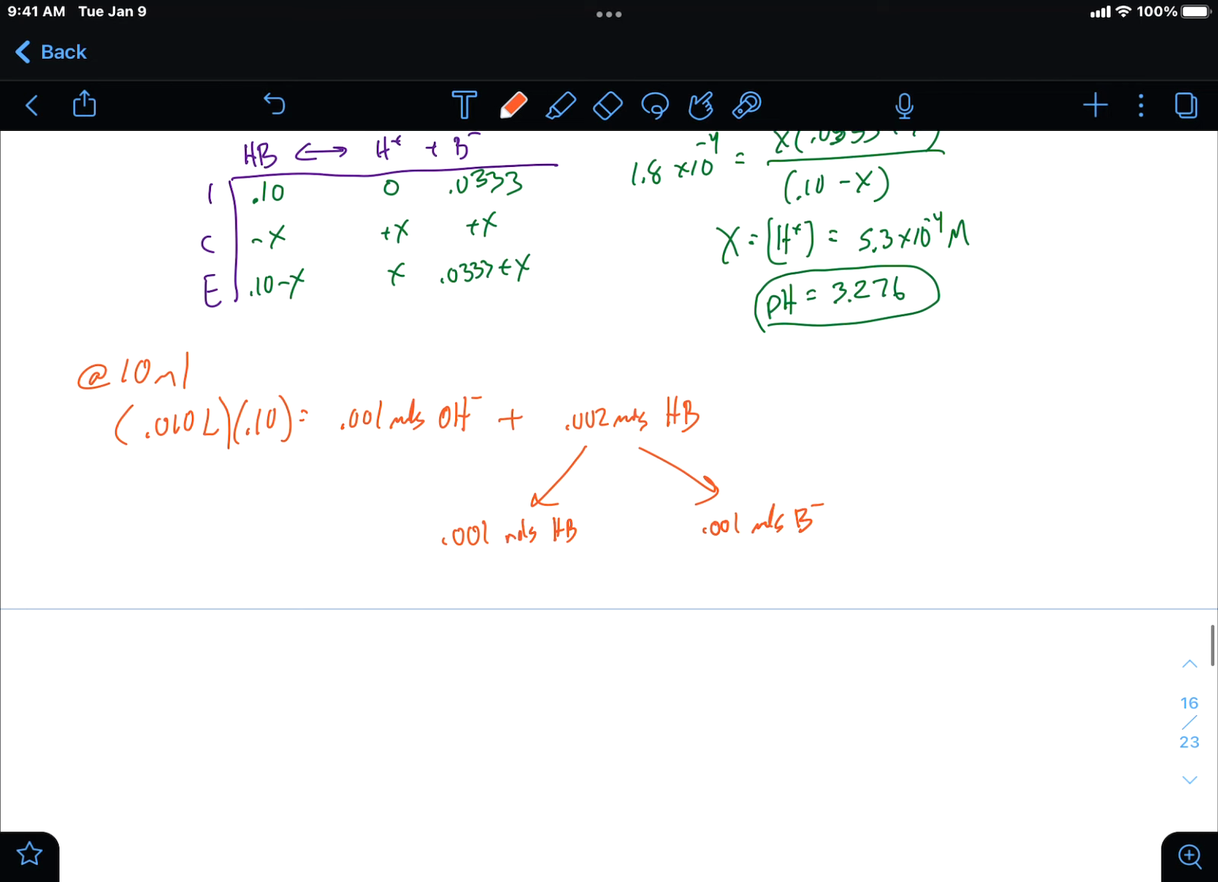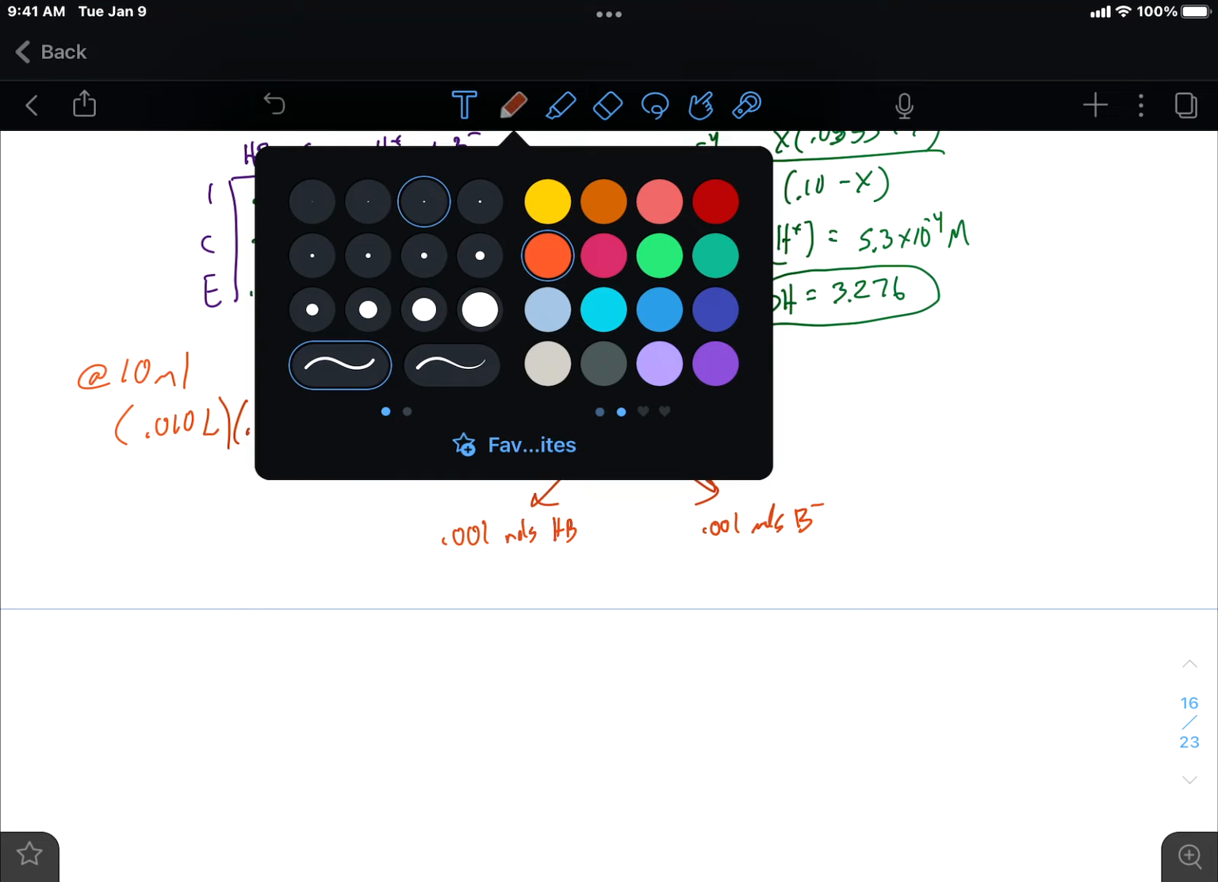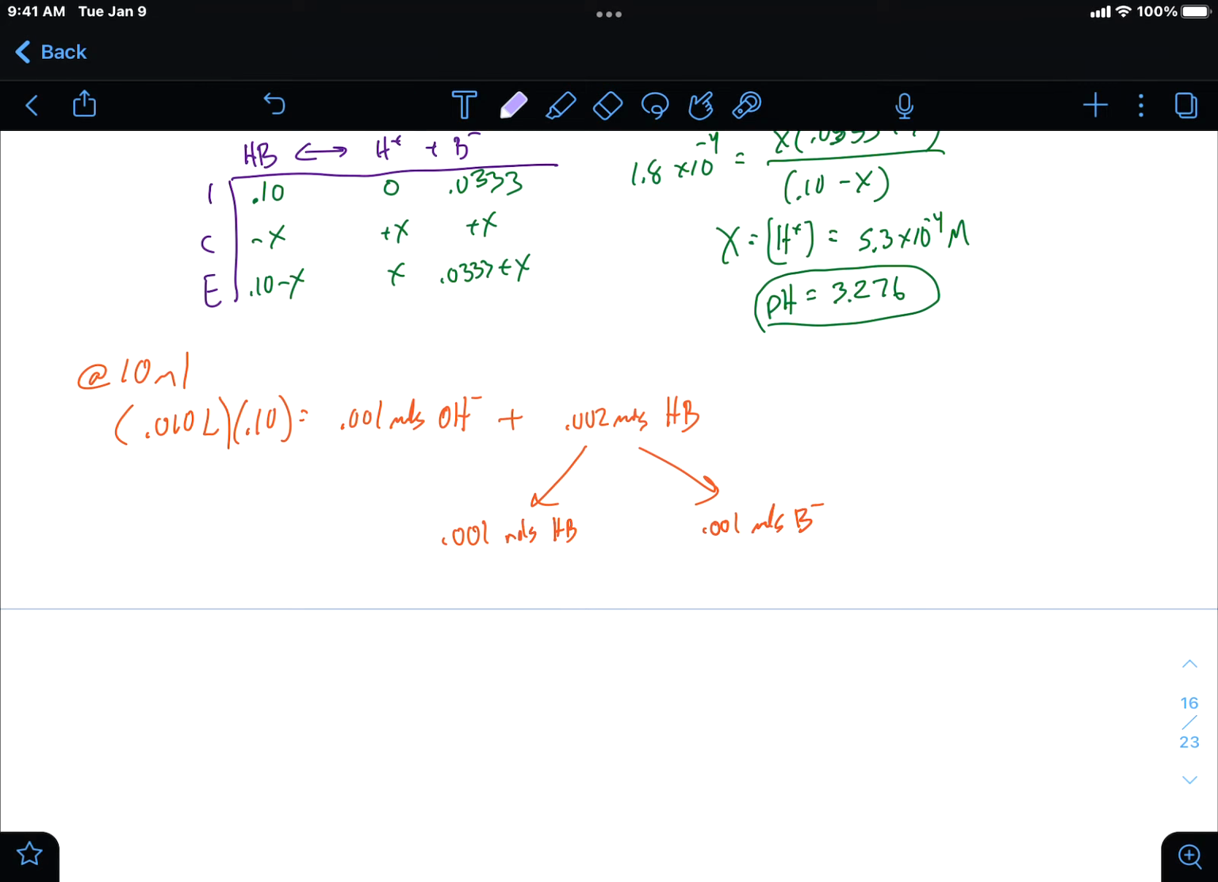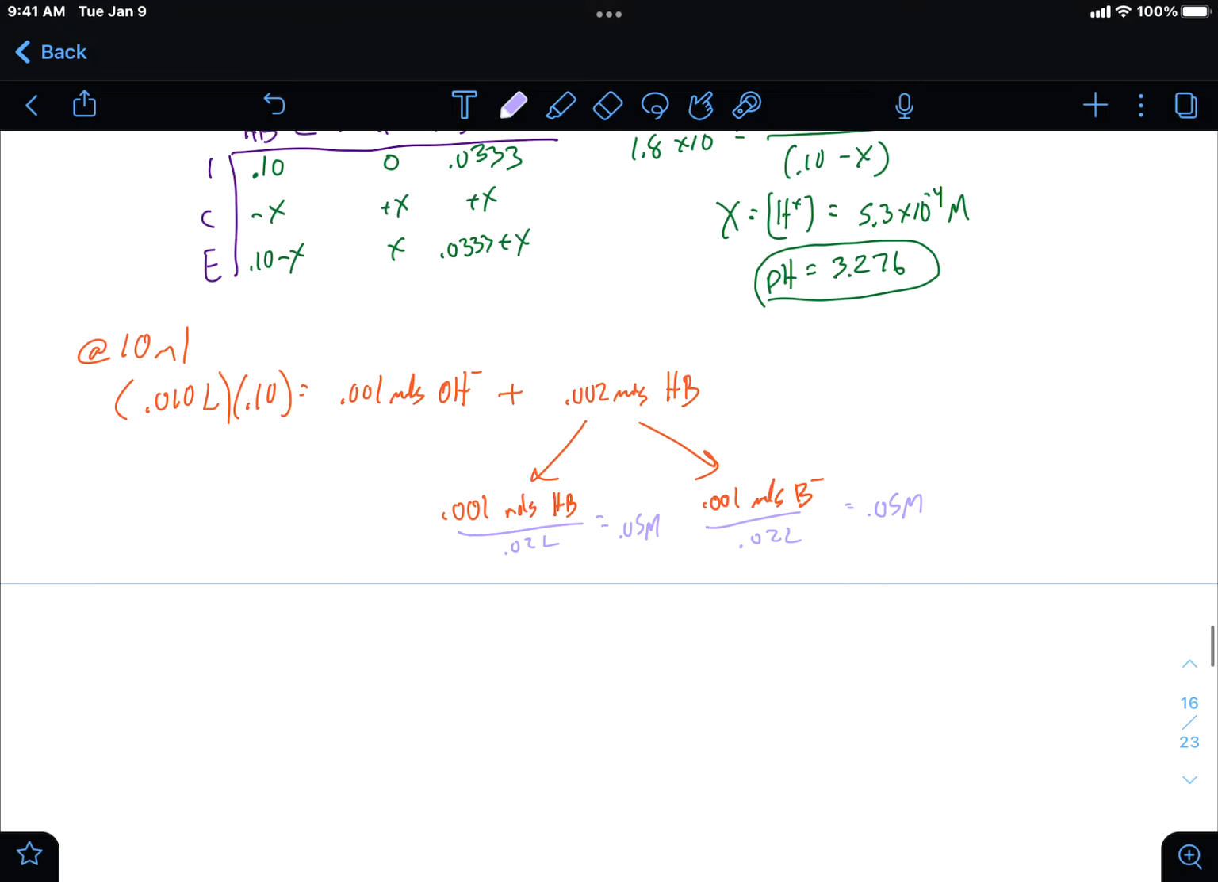Okay? All right. So what's our volume? Our volume is, we had 10 and 10, so it's 0.02 liters. So this is going to be 0.05, right? Okay, so our ice table.